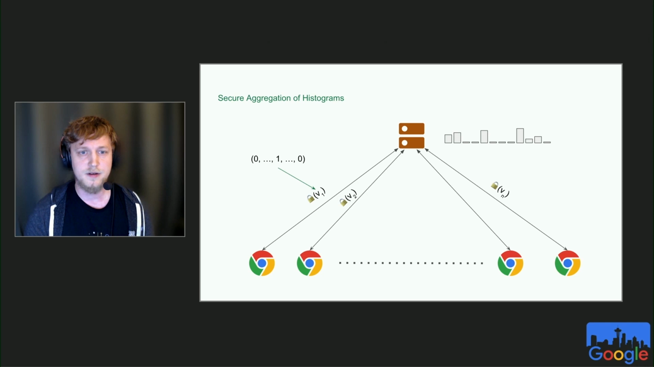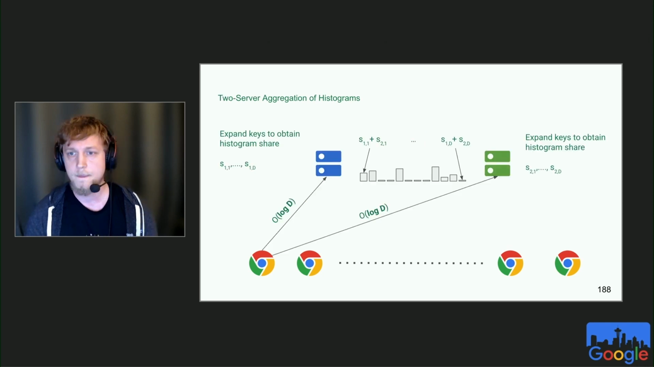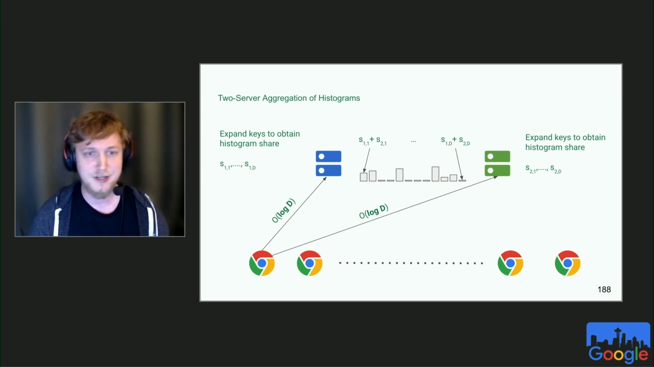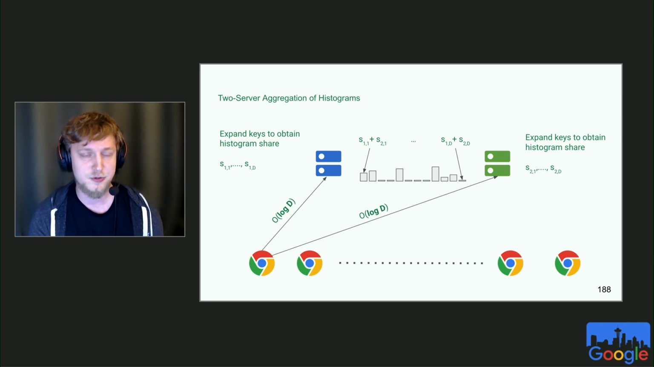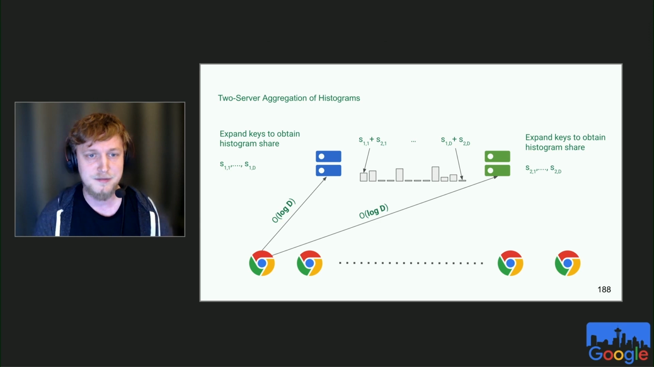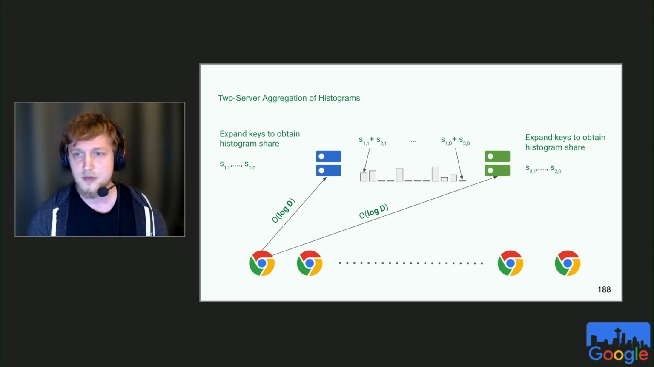So next slide, please. Yeah, so here you see this in the picture again. The clients each send a message to each of the servers. Each of them has a size of only log d. The servers locally aggregate, and then each of the histogram values will be a secret sharing between one share held by one server and the other share held by the other server. So next slide, please.